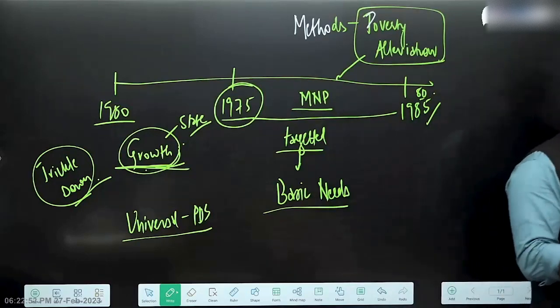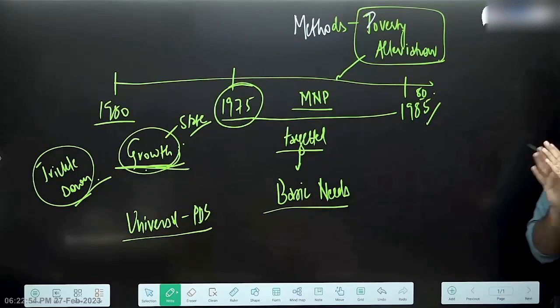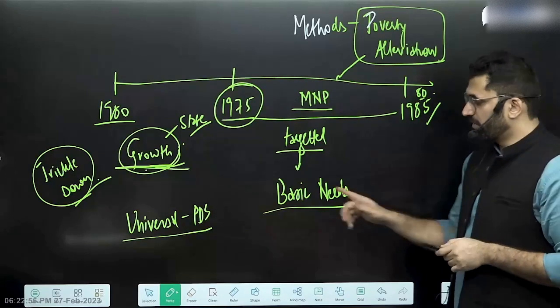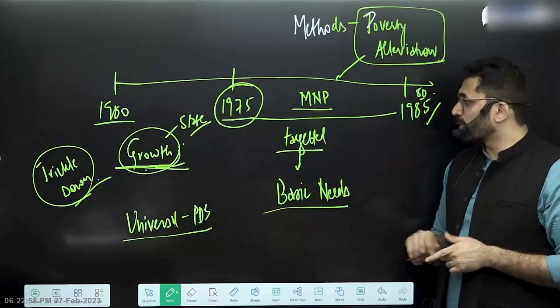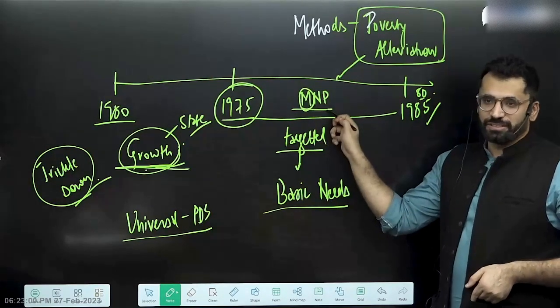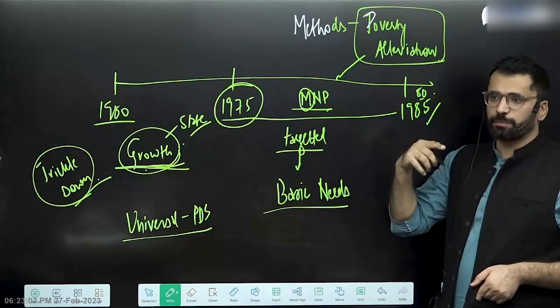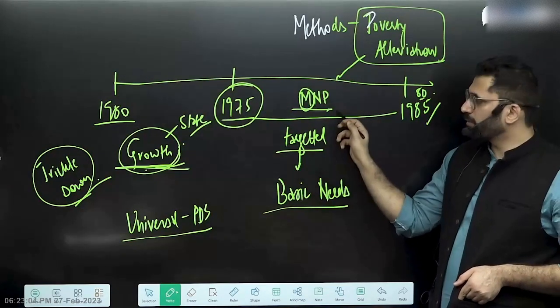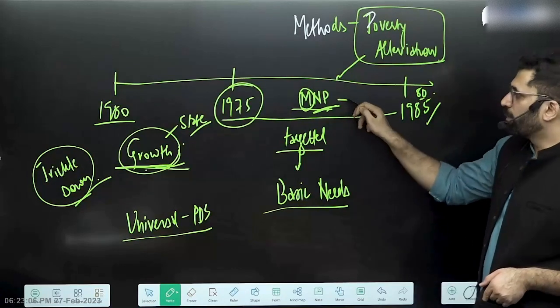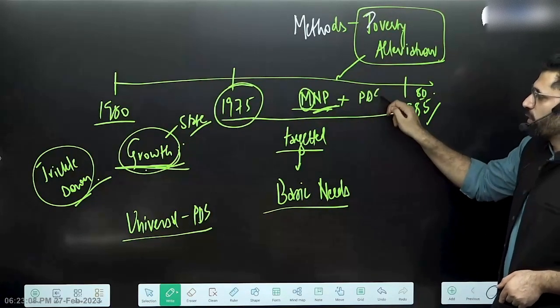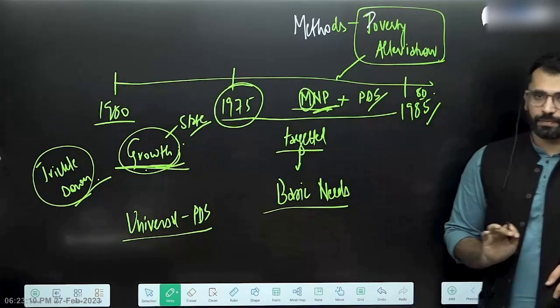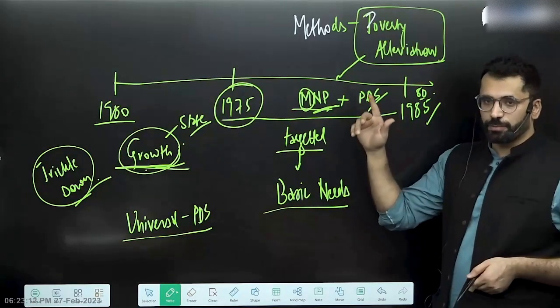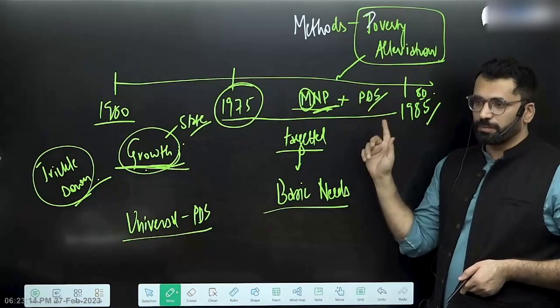And this is where this approach was followed throughout the world. Where they were providing basic needs, India was providing minimum needs. India was in nowhere any position to provide all basic needs. India was just providing the minimum needs program, plus PDS was still universal. So this is how targeted anti-poverty program in India start with MNP, that is minimum needs program.